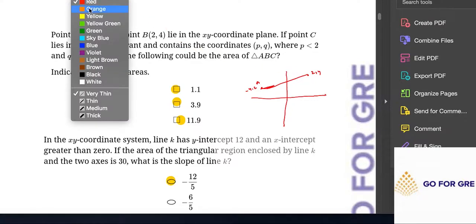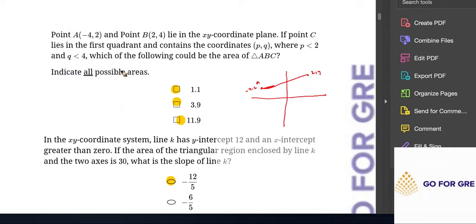Let me change the color as well. Now this is B, this is A. Now there is a second point where P, Q, x, y, x is less than 2 and q is less than 4. Which of the following could be the area of the triangle?